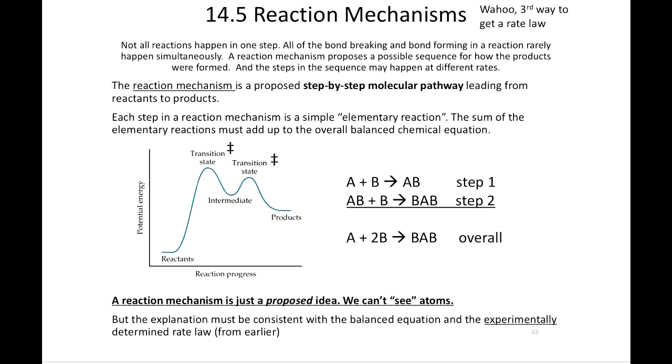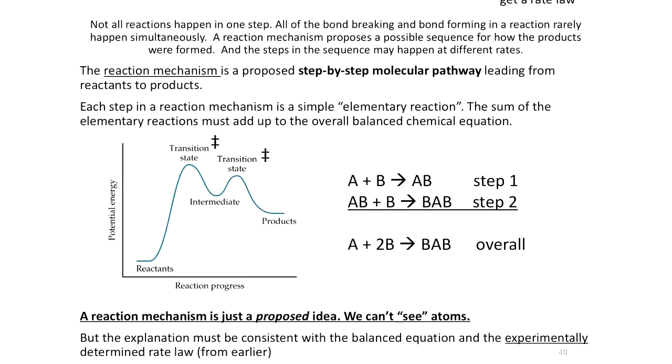They can happen in a step-by-step pathway to get to products, right? So here is an example of a reaction mechanism. It's a little bit more complex, but see how there's two humps? There's one hill, but then there's another hill. And so this reaction is happening in two steps. I can say, oh, you combine A and B and you get compound AB, but then AB reacts with another B atom to get BAB.